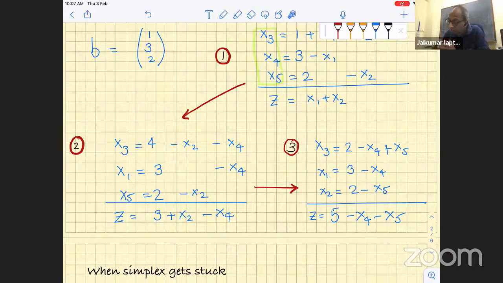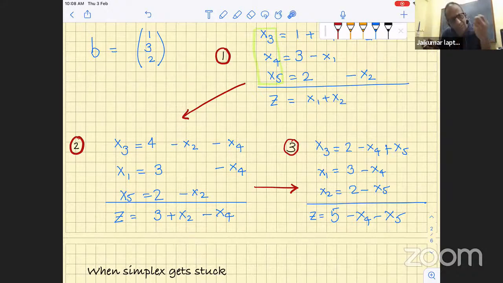Good. So now it turns out that we have these independent variables, x4 and x5. x1 and x2 and x3 have become dependent variables. But if you increase x4 or x5 from its 0 value, the objective function is only going to reduce. So we don't have a way of improving the solution locally using the simplex step. This step is called the pivoting step.